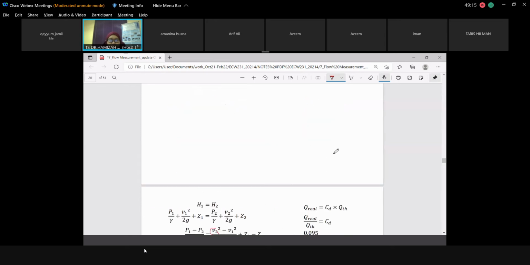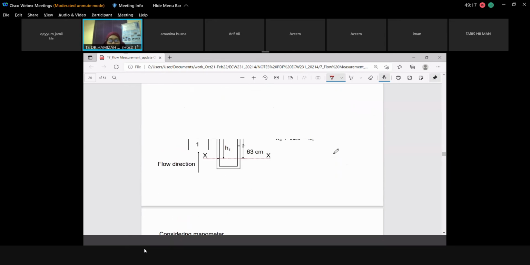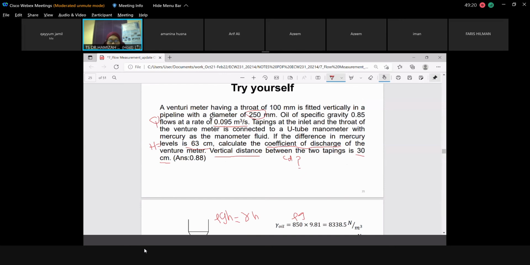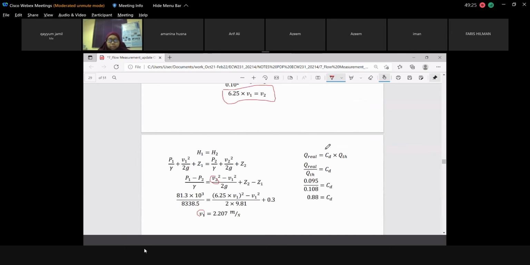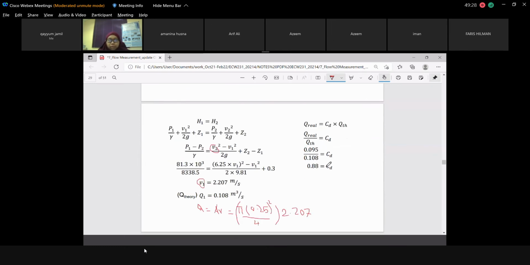So 0.095 is from the question here. Okay, so Q real divided by Q theory, you get the coefficient of discharge between 0 to 1. So the coefficient of discharge has no unit. Okay? Does anyone have questions?